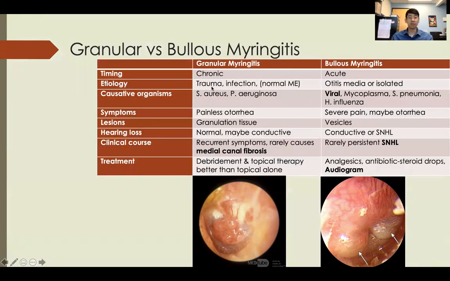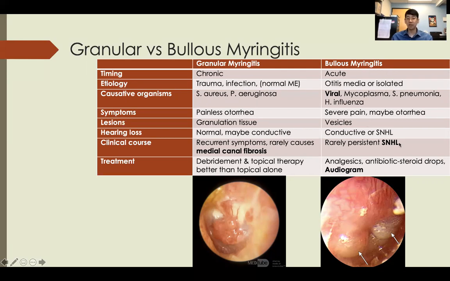So to highlight the differences, again, chronic is your granular myringitis, bullous is more acute and associated with otitis media, or it can be isolated, and it's classically thought to be viral, but it can be caused by mycoplasma, as well as strep, Haemophilus. And usually bullous is more severe pain, and granular myringitis is less pain, and you can have otorrhea in both, especially if the vesicles rupture, then it can be serous or it can be hemorrhagic.